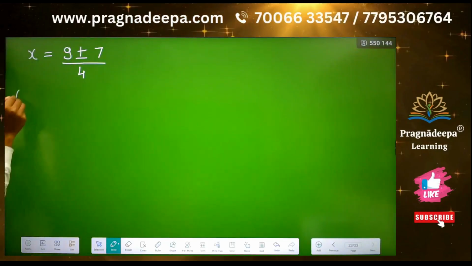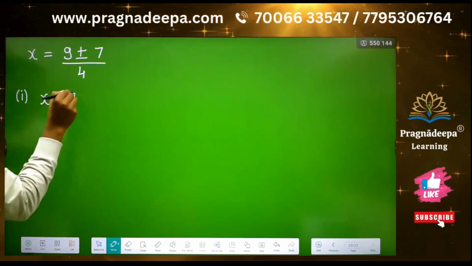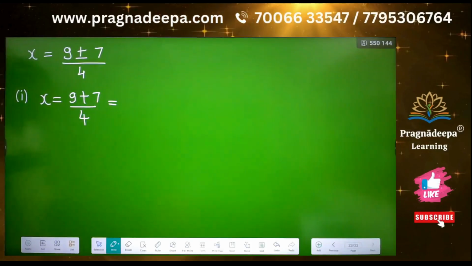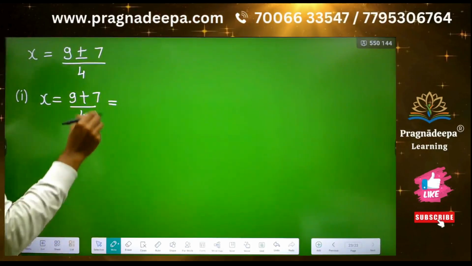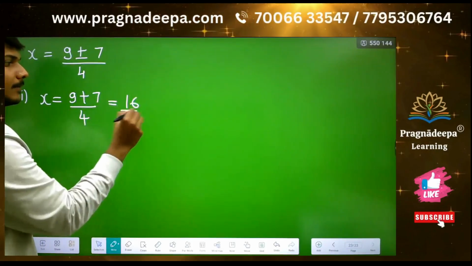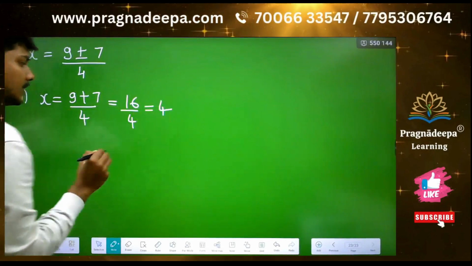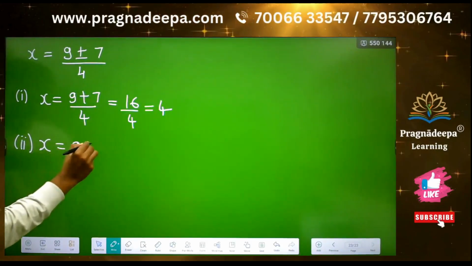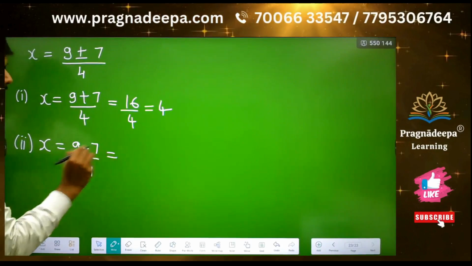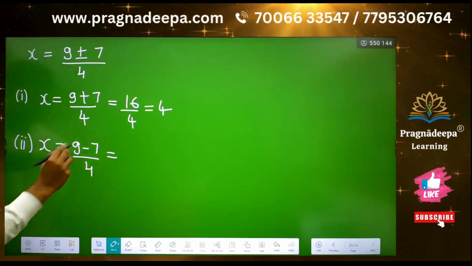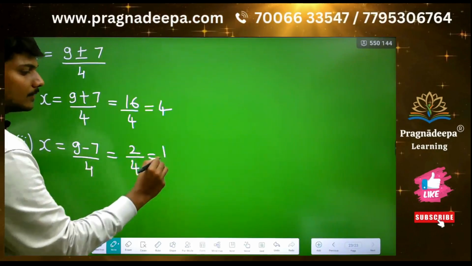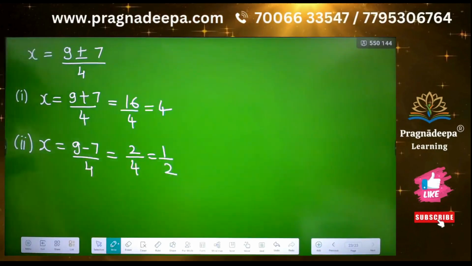So therefore, the first root is x is equal to 9 plus 7 divided by 4. 9 plus 7 will be 16. 16 by 4, you will get 4. Good. So the second one is x is equal to 9 minus 7 by 4. 1 by 2, sir. 1 by 2. So 9 minus 7 will be 2. 2 by 4, which will be equal to 1 by 2.